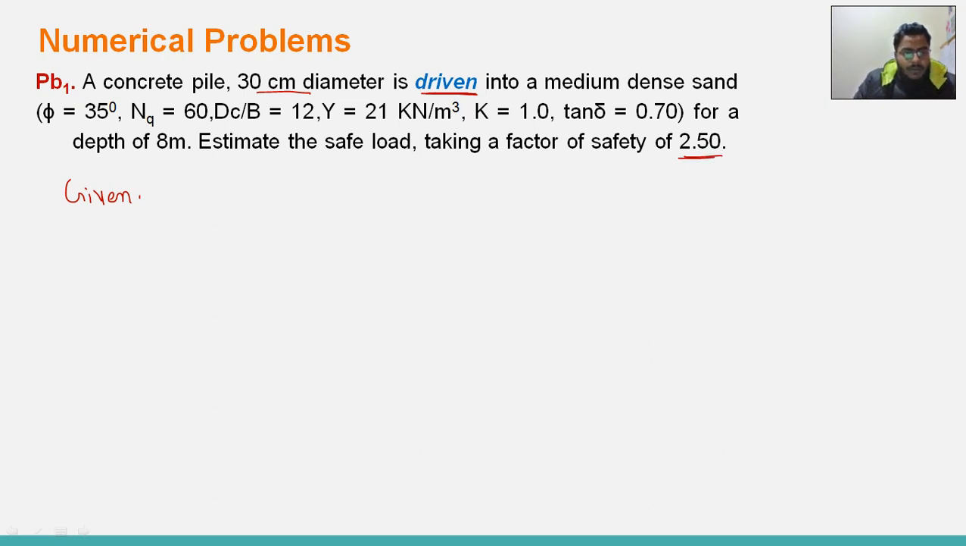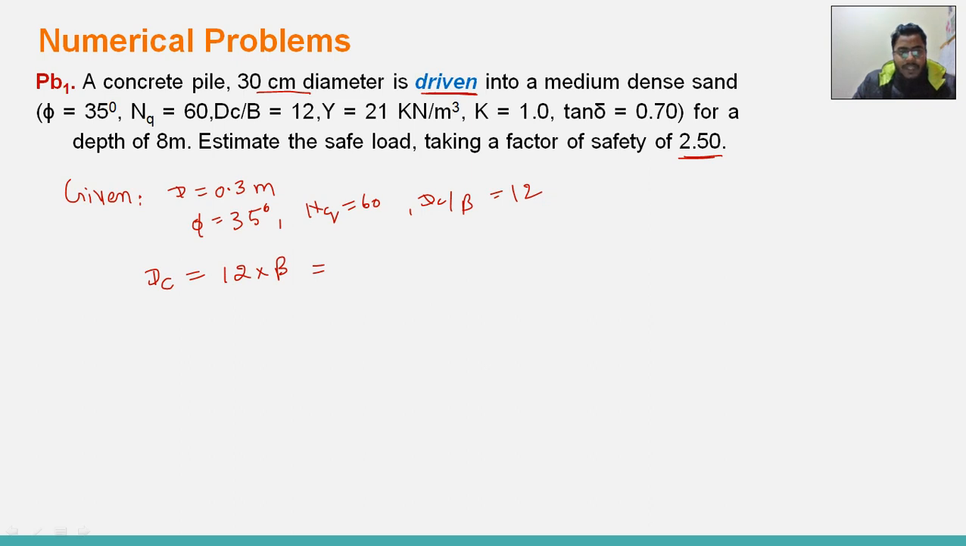Okay, so the given diameter is 0.3 meter, phi is given as 35 degree. For 35 degree, NQ is 60, DC by B ratio is 12. So now calculate DC. What will be the DC? DC will be 12 into B. B or D, in the case of circular, we can write B is equal to D. So 12 into D, D is 0.3. That is 3.6 meter.